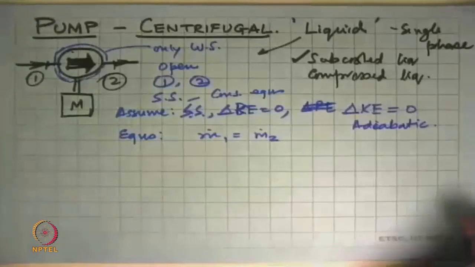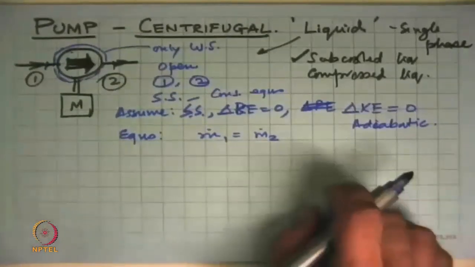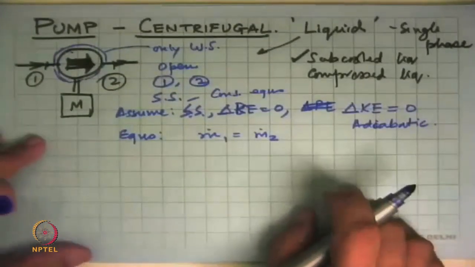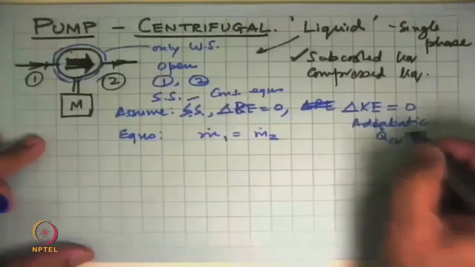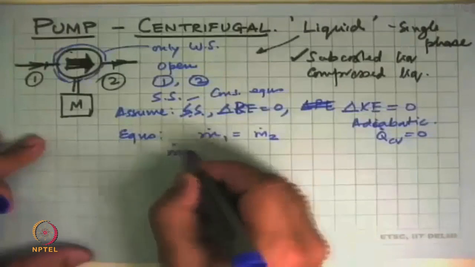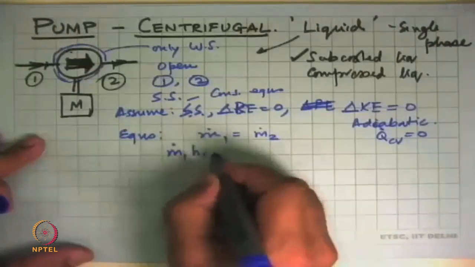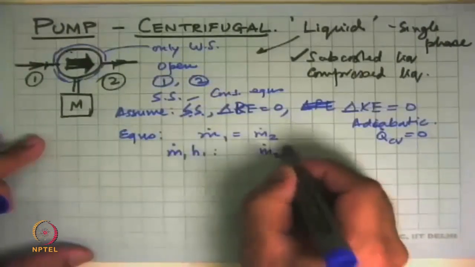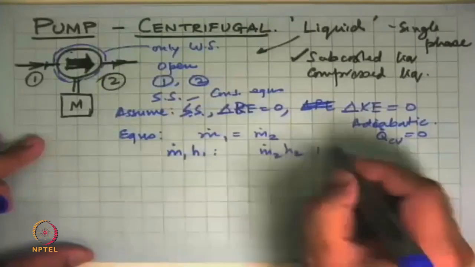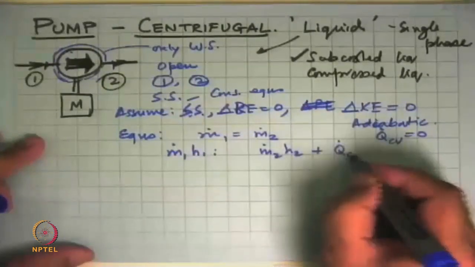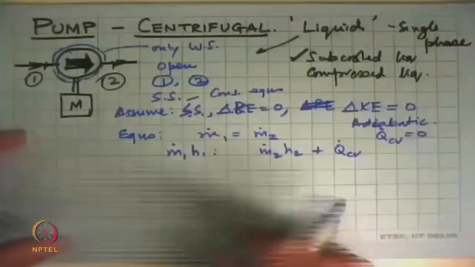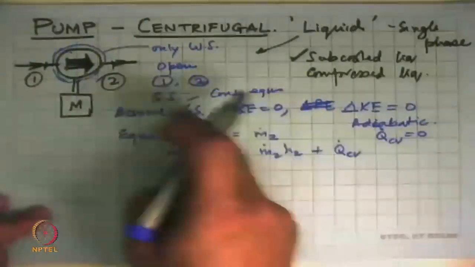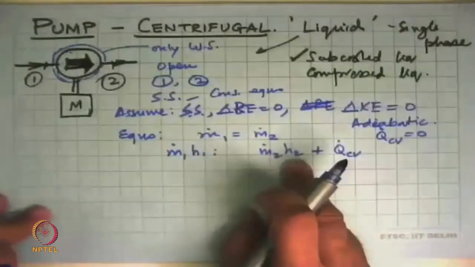We said the same thing about the reciprocating machines. We said the same thing about compressors and blowers. Here also we say adiabatic means that Q dot CV is equal to 0. So all we get is m dot 1 h1 is somehow related to m dot 2 h2 plus Q dot CV. So you can write that equation. Although we had a very long equation to begin with, under these assumptions, the equations become very simple.